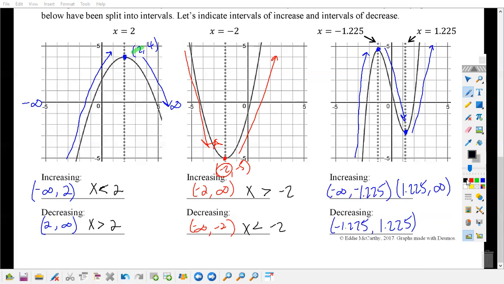Okay. So in the case of this one, on an interval, it would be x is between this, right? So x is happening between -1.225 and +1.225. Okay, it's happening in between. Does that make sense? All right. How do we feel about intervals of increase and decrease?